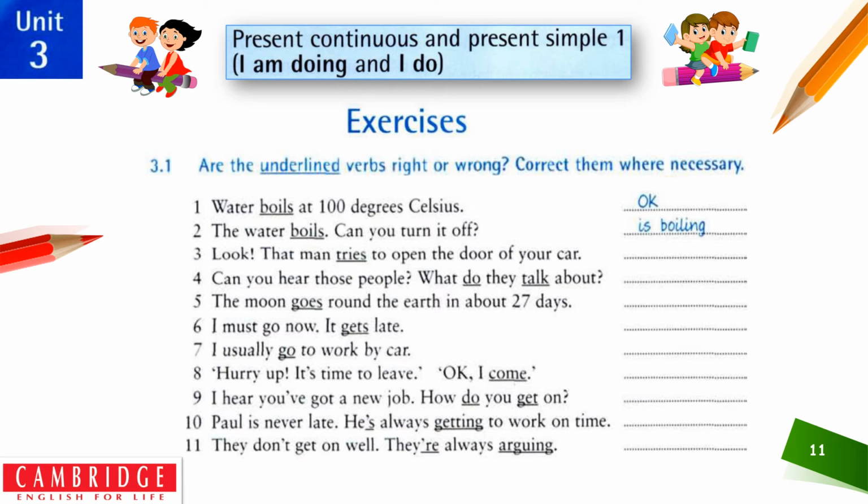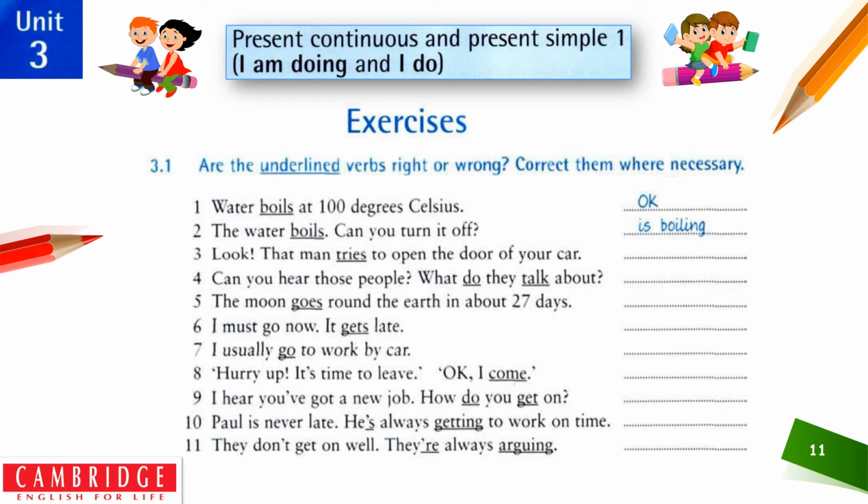Here you have exercise 3.1. Are the underlined verbs right or wrong? Correct them where necessary. So here you need to understand the sentence. If it is grammatically correct, then you write okay. If it is not correct, you find out the mistake and then you write the mistake here. For example, water boils at 100 degrees Celsius. Okay, it is a fact. So therefore, we write okay. Grammatically correct and it is logically correct. There is truth in that. So therefore, we write okay.